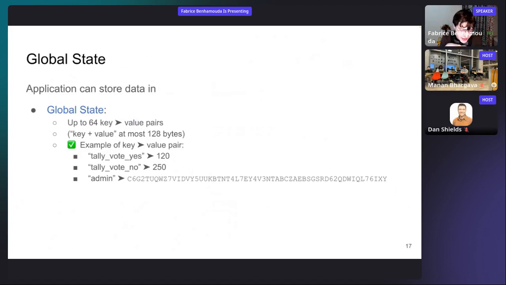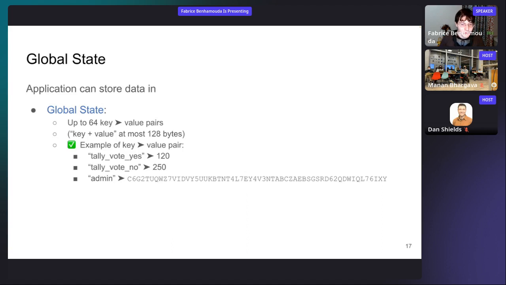So that was very generic, like for all blockchains. So now we really dive inside the Algorand-specific things. In the case of Algorand, an application or smart contract can store data in what we call its global state. Each application has an associated global state, which is a row, or multiple rows, in this big database of state. And the global state can contain up to 64 key-value pairs.